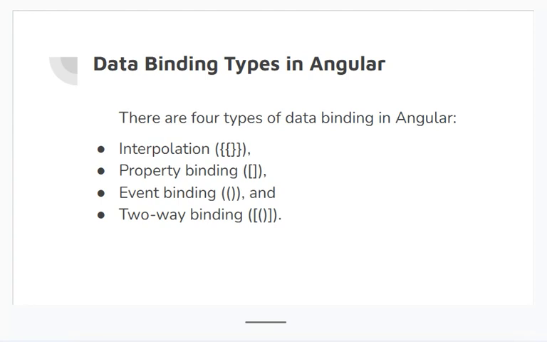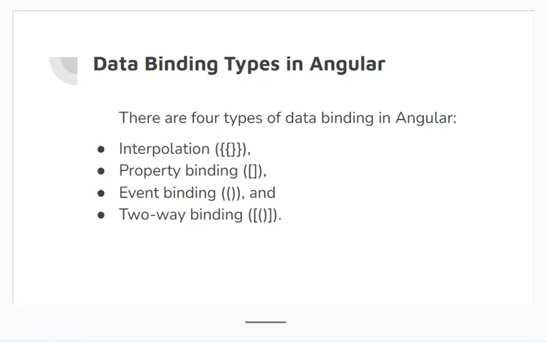So the interviewer can also ask you to describe in detail these data binding types in Angular, which are interpolation, property binding, event binding, and two-way binding, and to write them out. So let's go through that.